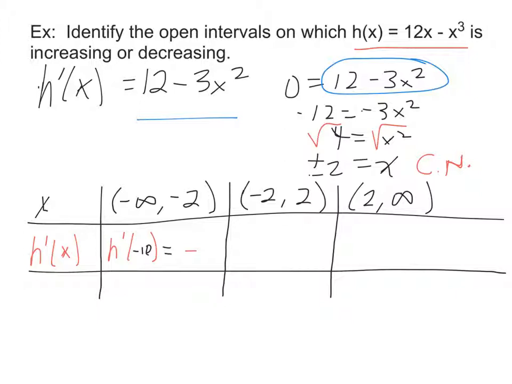Okay, and then I'm going to do this for each of these. So, for this next interval, let's pick a number between negative 2 and 2, like 0. If I plug in 0, or any value in that interval, 12 minus 3 times 0 is 12. That's going to be positive. And for the last one, I can pick a positive 10. If I plug 10 into my derivative, I'm going to have 12 minus 300, which is negative again. Then I go ahead and make my conclusion.